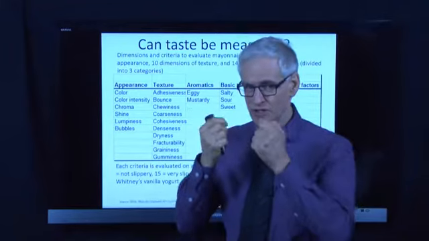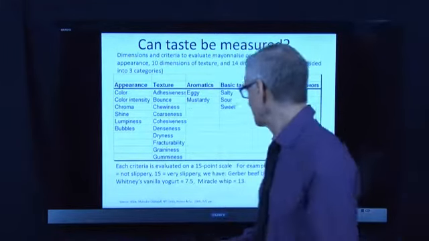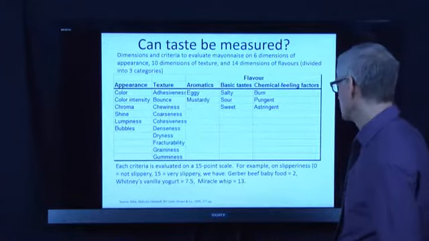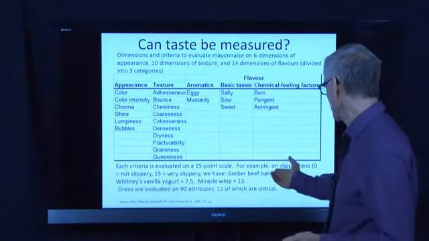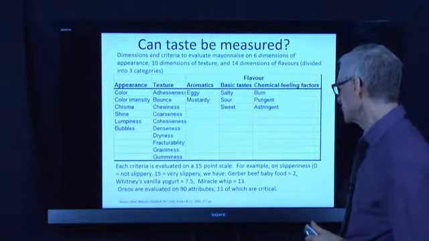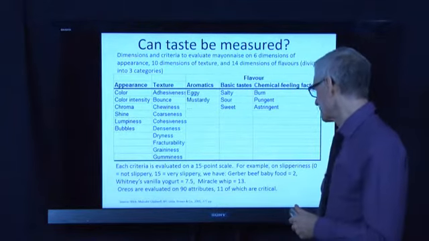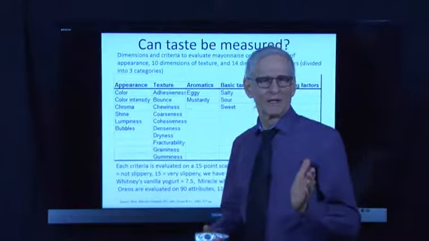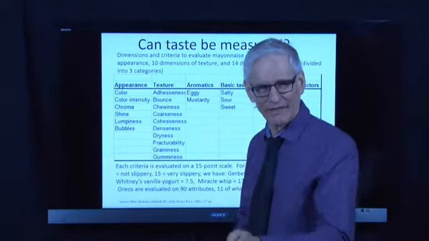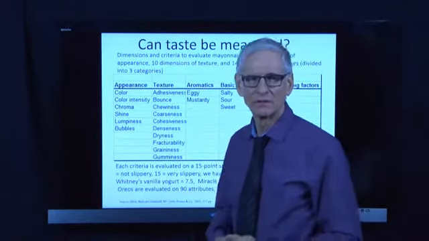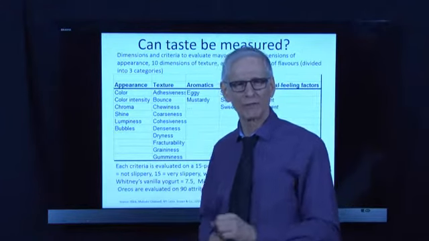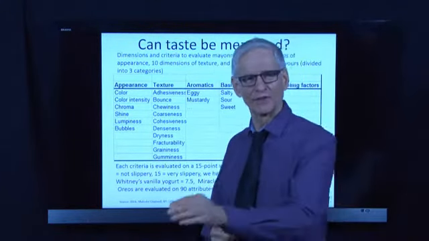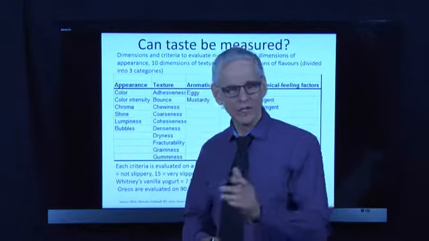Two experts tasting it will come up with the value of, for example, Gerber beef 2, Whitney's vanilla yogurt 7.5 on the 15-point scale. Do you need to measure it to that level of accuracy? Well, you may, if the market segment you're targeting will make a difference and will pick differently on the shelves. You need to do it.